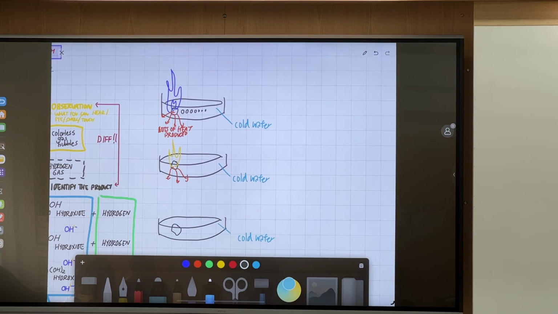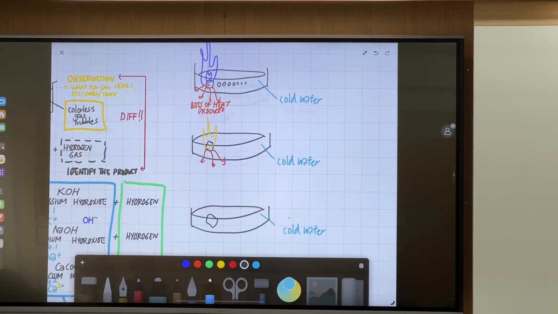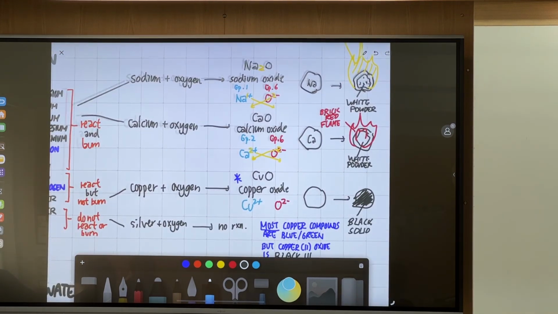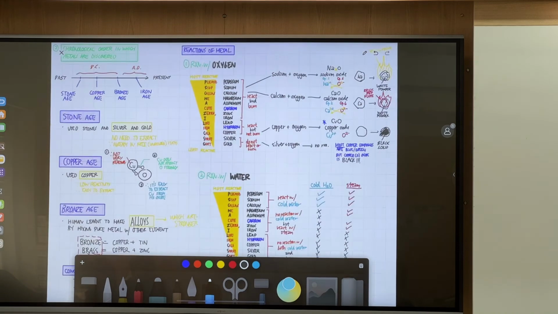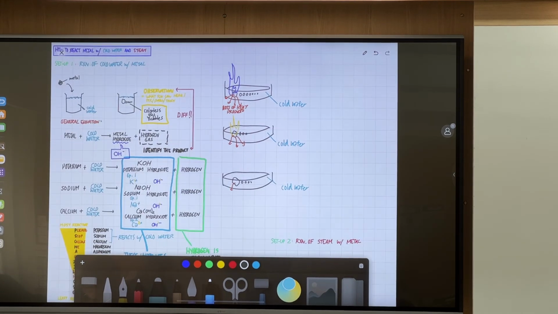And for calcium, the reaction is even milder. It will not burn at all this time. Earlier, remember, when you heat calcium, it will burn with a brick red flame. Now it won't burn. But you can see that it also moves around, producing a trail of hydrogen.